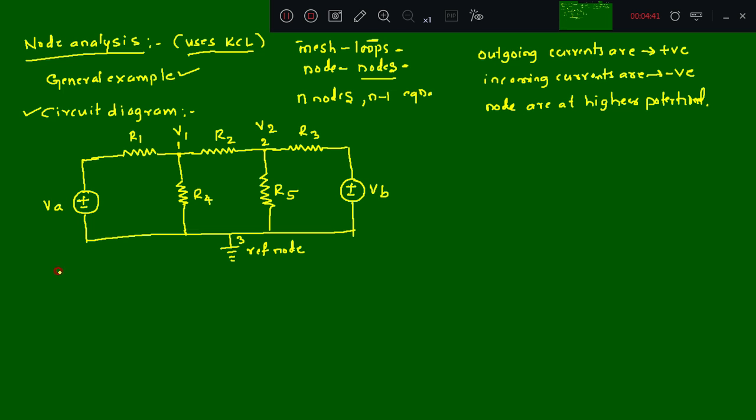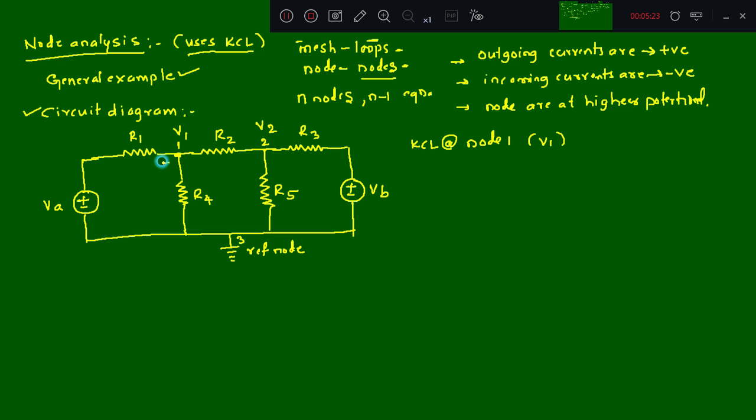Now I'll write the equation at node 1. KCL at node V1. KCL states that incoming currents are equal to outgoing currents at a particular node. Now I am writing with respect to the V1 node. We have made 3 assumptions: all outgoing currents are taken as positive, incoming currents are taken as negative, and nodes are at higher potential. So we are writing the equation with respect to node 1.